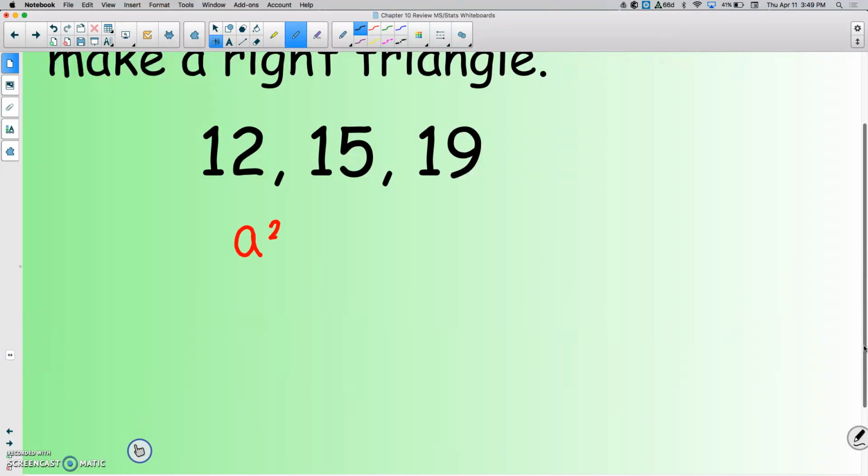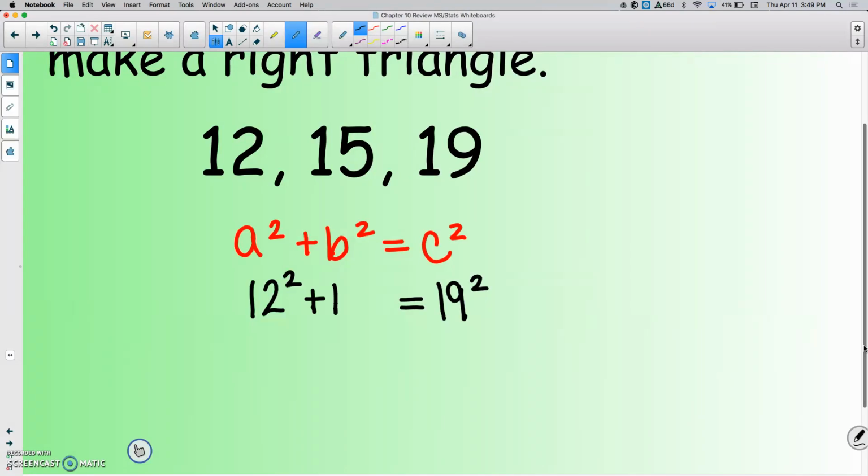Solving this problem using the Pythagorean theorem, we can keep the numbers in order again because the biggest number is 19, so that has to be C. And then the two smaller numbers are the legs, so the order doesn't matter for 12 squared and 15 squared. 12 squared is 144, 15 squared is 225, and 19 squared is 361.